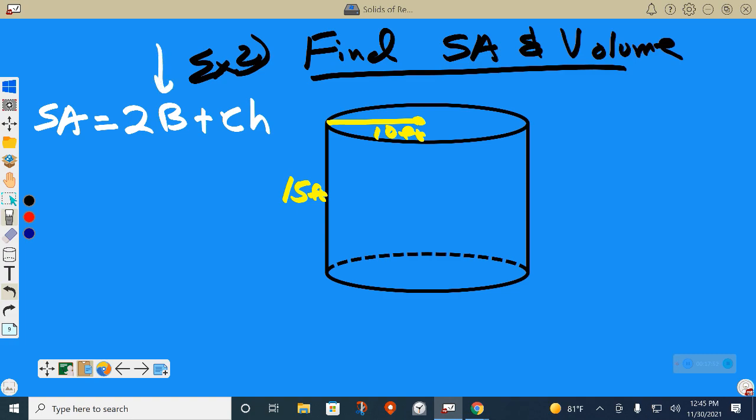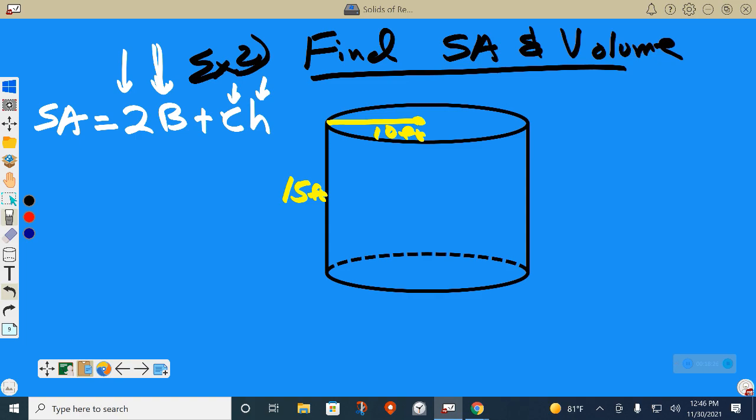B means the area of the base, and the base is the bottom face, which is a circle. I'm going to find the area of one of those and multiply it by 2. Why multiply by 2? Well, there's 2 circles. I'll take the area of one circle, that's a capital B, and multiply it by 2. That makes sense. But what is this, though? Why circumference times height? How are the circumference and the height the area of the rectangle?